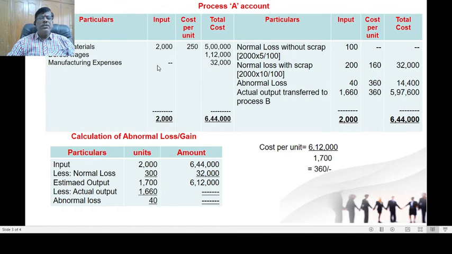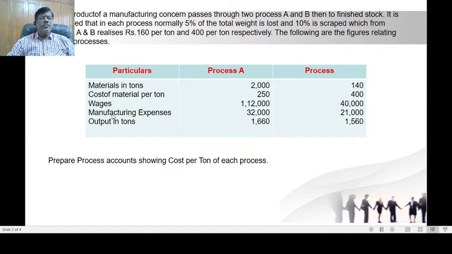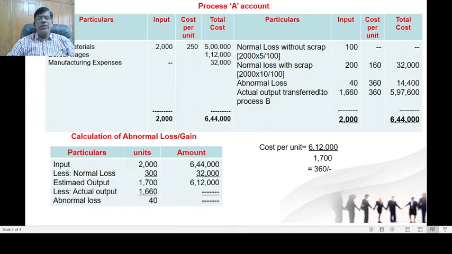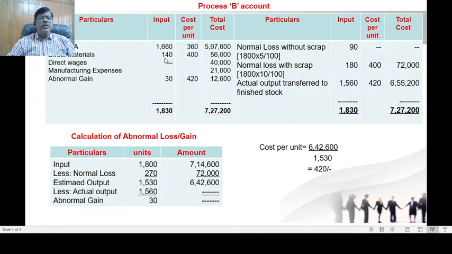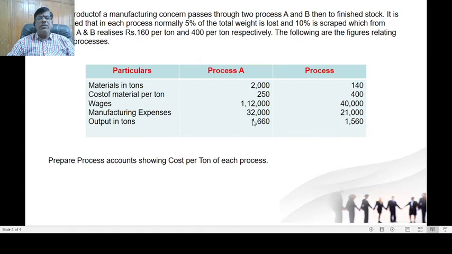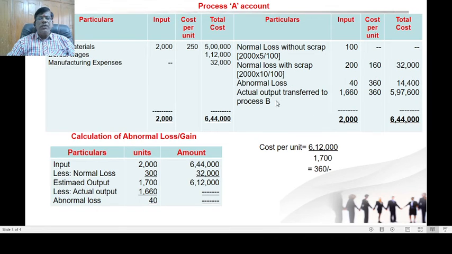And direct material is given in the problem. Direct material is 140 units. Rate per unit is 400. Then 140 into 400, you will get 56,000. Similarly, direct wages and manufacturing expenses are given in the problem. Direct wages 40,000 and manufacturing expenses 21,000. Now, this is the debit side charged to process B account.